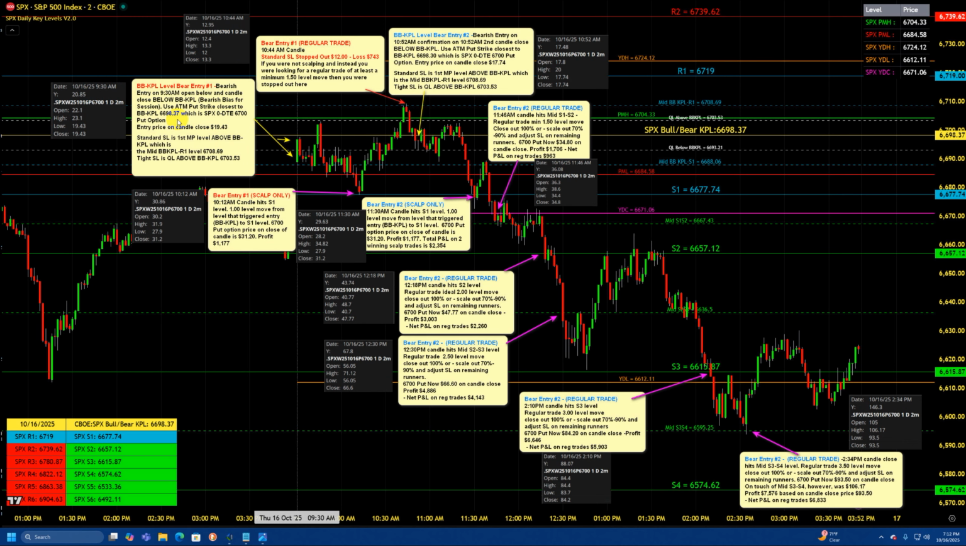Okay, so we have the 6700 put, and as we stated before, since this is a bearish play, the level that we're trading from is the BBKPL. On a bearish play, our standard stop loss is the first midpoint above, which is this level here, 6708.69, and then the tight stop loss is the QL above, which is 6703.53.